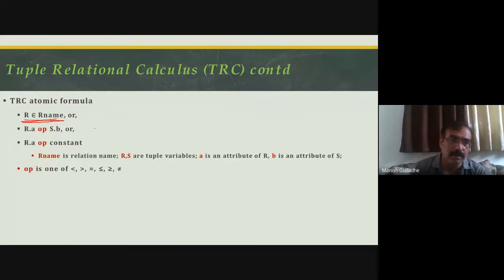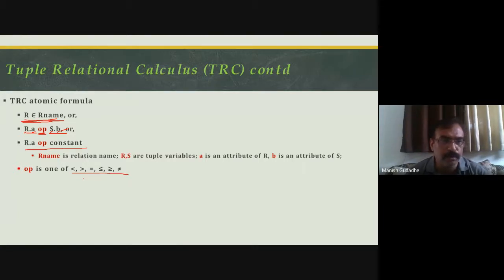Okay, that is possible. Or R dot A, where R is the name of a relation and A is the name of its attribute. Similarly, S is the name of a relation and B is the name of its attribute, and they can be combined with an operator, maybe less than, greater than, equal to, whatever operation you are taking. It can also be compared with a constant. All these things are known to you. We have already used them in SQL. The operator can be any comparison operator: equal to, not equal to, less than, greater than, and so on.